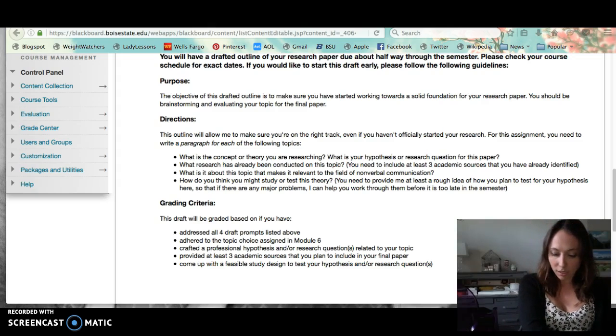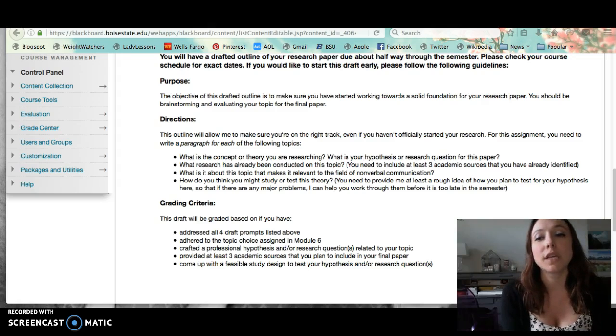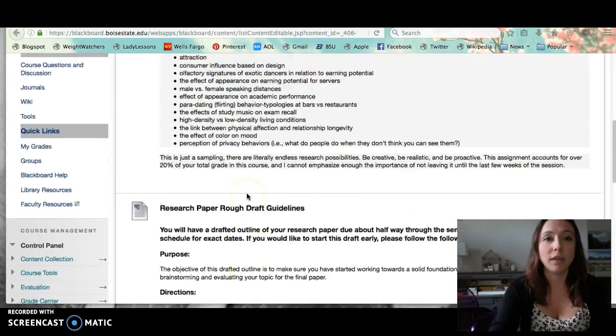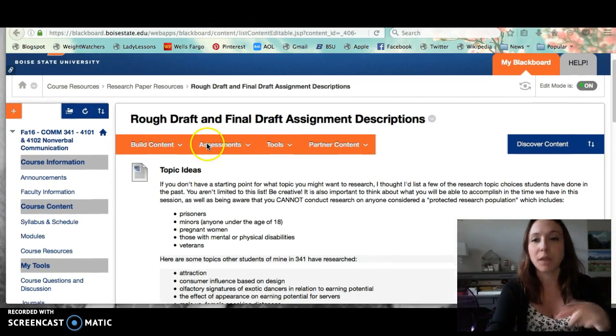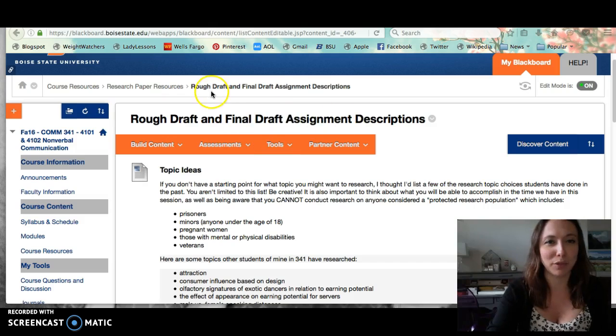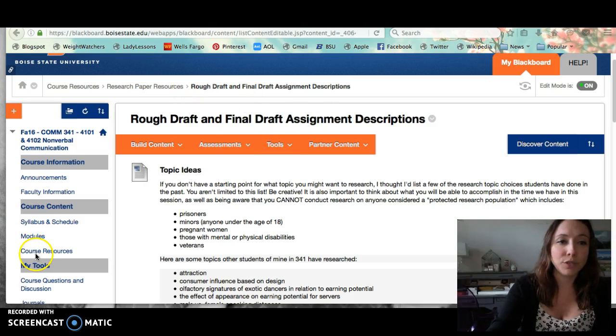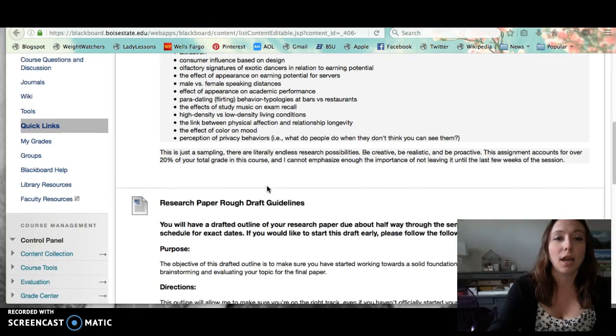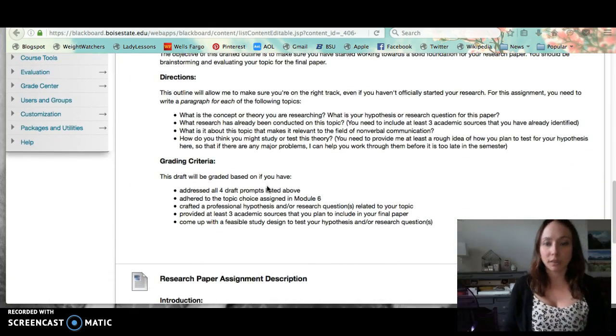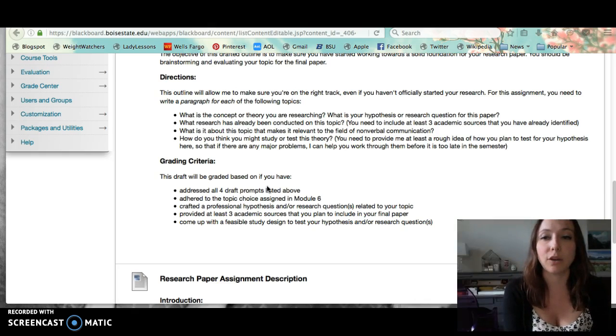The rough draft is graded on 4 different elements, and those are outlined here. I am in the course resources folder. I'm pointing at the screen like you can see what's in my computer. But if you go through course resources over here, and then there's a research paper option, and then the rough draft and final draft option. But the 4 elements are basically, what is the concept? So I want you to give me kind of a breakdown of what it is that you're studying, and then either a hypothesis or a research question related to that.